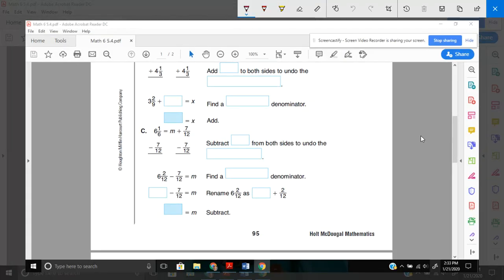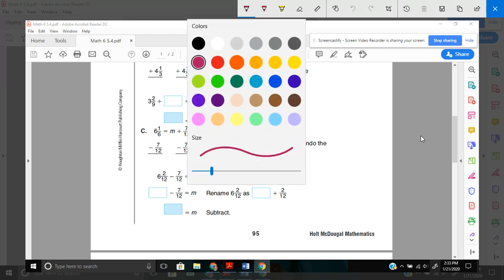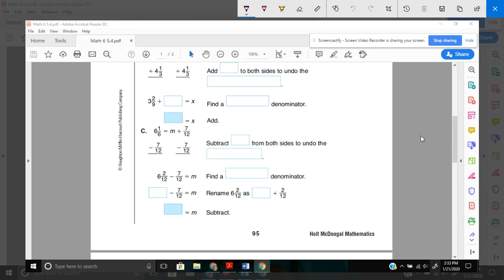Letter C says 6 and 1/6 equals m plus 7/12. Ask myself, what is being done to my variable and how can I undo that? Well, it's being added by 7/12, so I would subtract 7/12 from both sides to undo the addition.